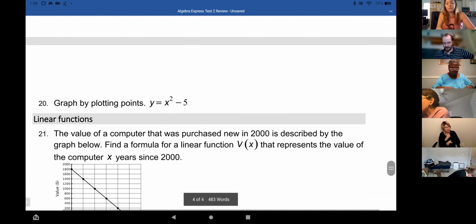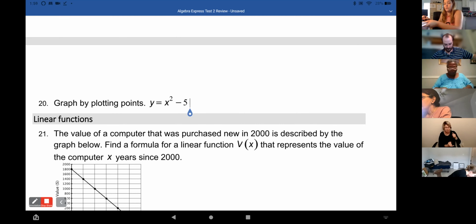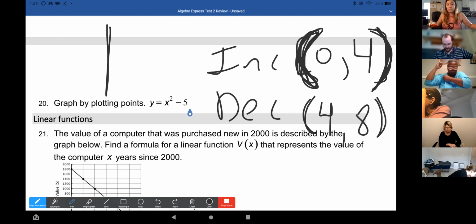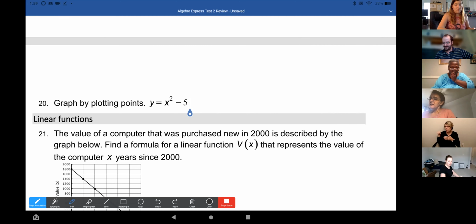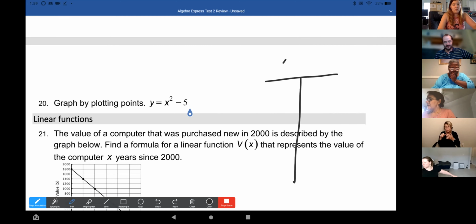Sorry. I don't know if it's asking which is the question. Graph by plotting points. So we don't really know a lot of really good ways to plot things yet until we get to the graph transformation section. So here, you're just going to do a T-chart basically.